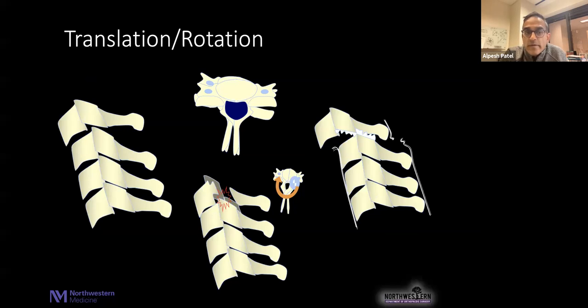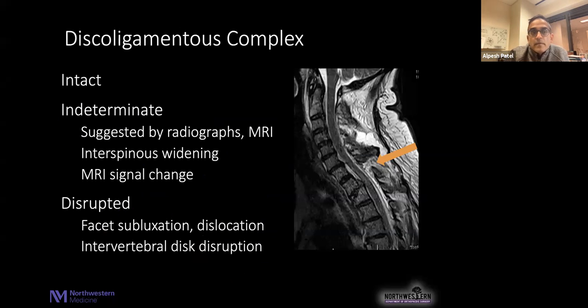And then the last one are these translation or rotational injuries, like the one we just talked about, where you've got one facet that's jumped over the other. And because of that, C6 in that case is rotating off of C7. You'll see it as a translation on the lateral X-ray or on the sagittal CT, but it's actually a rotational deformity.